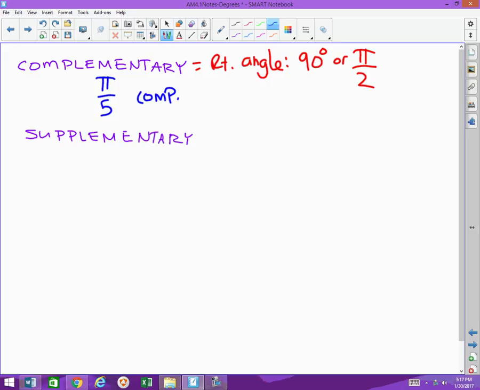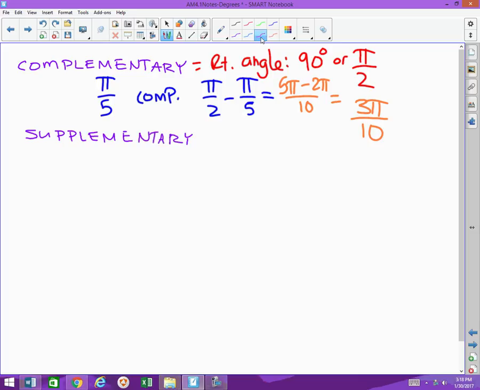Well, now here's where your subtraction of fractions comes into play, because you have pi over 2 minus pi over 5. Common denominator in this case would be 10, and pi over 2 becomes 5 pi over 10. Pi over 5 becomes 2 pi over 10, and 5 pi minus 2 pi is 3 pi over 10.